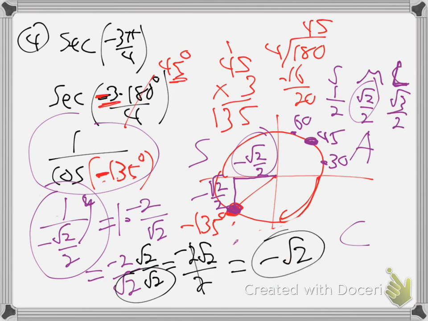After all that work, that's a lot of work, huh? Minus root 2. Is that good? We okay? Questions on that one? All right, on we go. Onward and upward. Number 5.